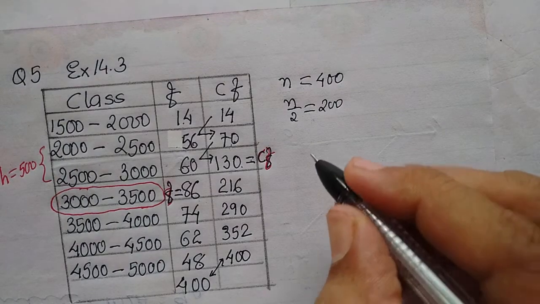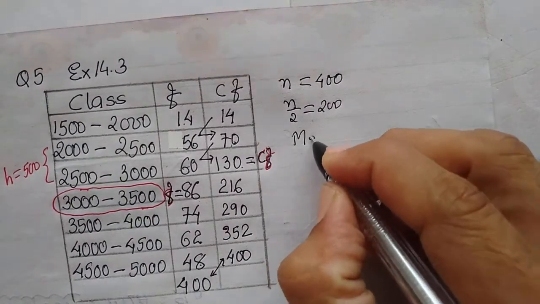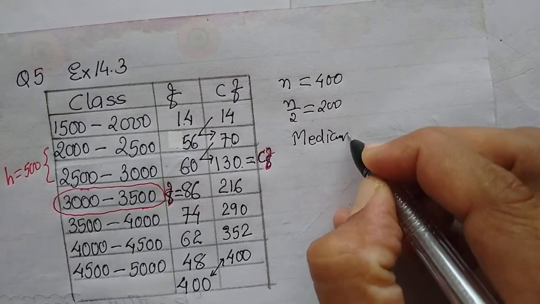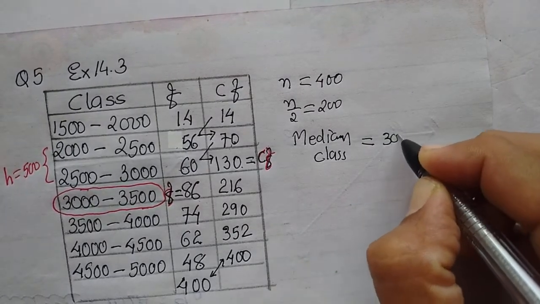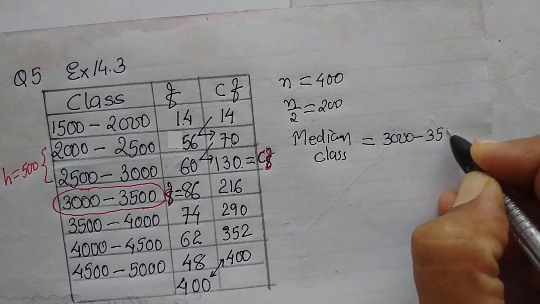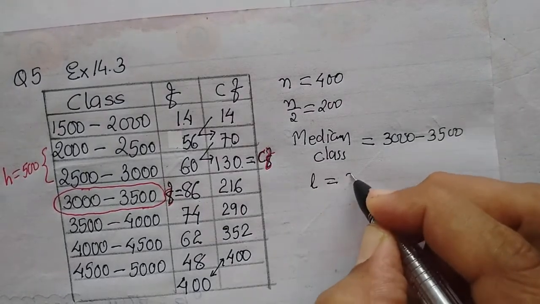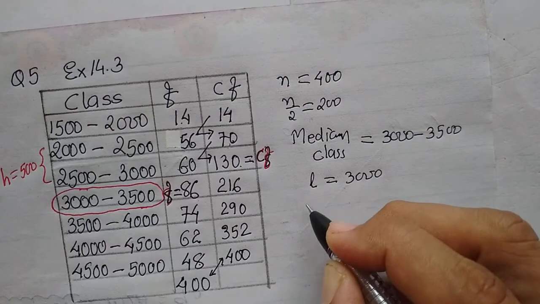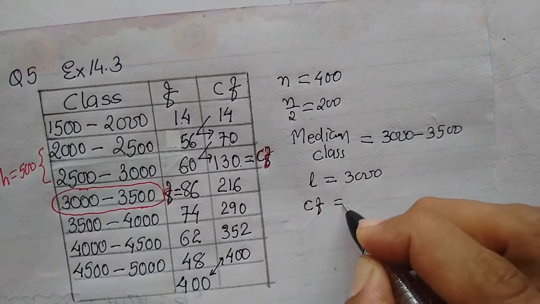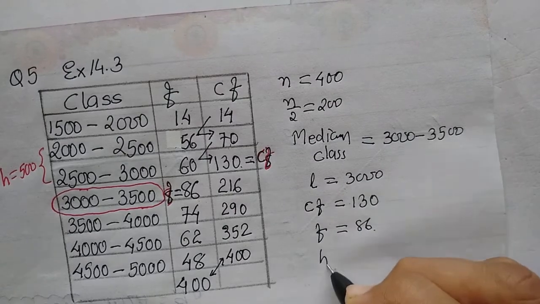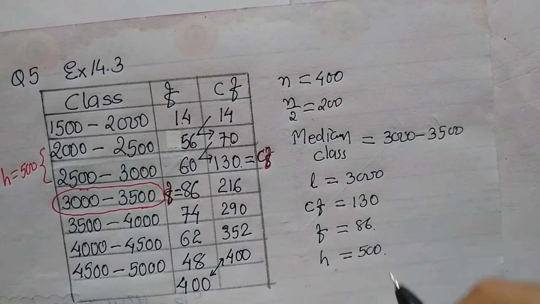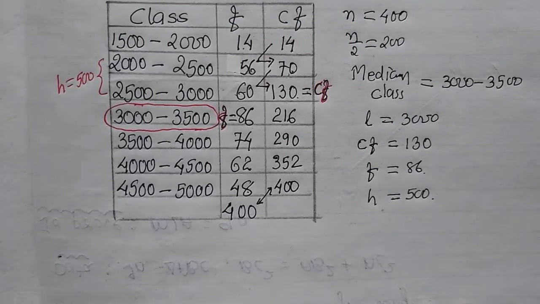Now it is very easy, children. Median class, it is 300 to this, L equal to 300, CF equal to 130, F equal to 86, H equal to 500. Put this value.